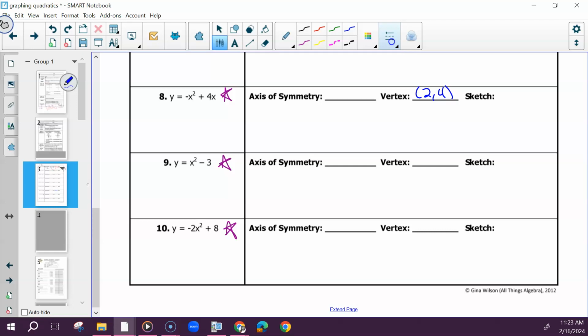And because you know your vertex already, you know your axis of symmetry, because it's going to be that x value, x equals 2. And you would say that you did this in the table as your work.